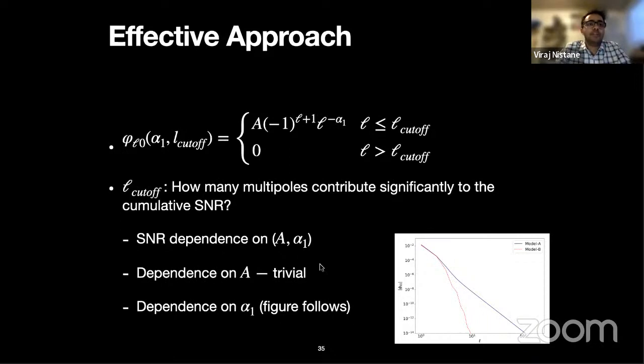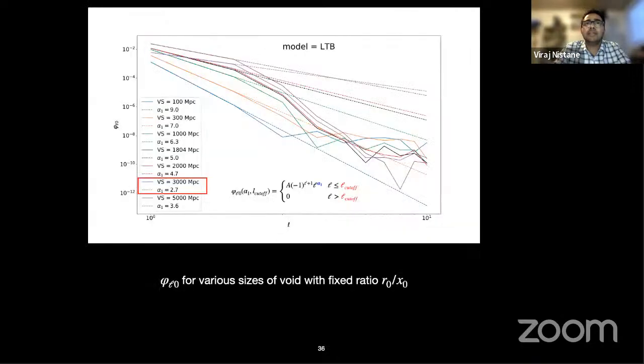And for the dependence on alpha 1, we will see how the signal to noise depends on the slope of the phi 0. So here I have plotted phi 0, the lensing potential, for various sizes of the void with a fixed ratio of observer position to the void size. The phi 0 from the numerical calculations are plotted in the solid lines, and the dotted lines denote the effective approach lensing potential curves.